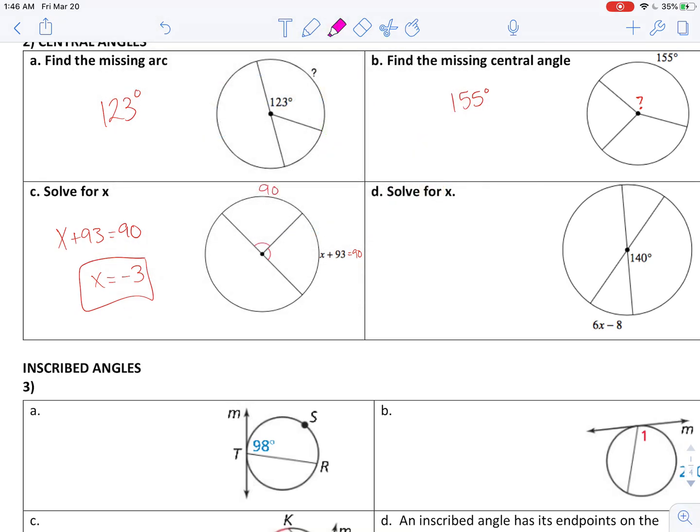Okay, I want you to try D. Keep thinking about what segments you see here. How do they cut the circle? Keep that in mind here. Pause the video and try this next one.